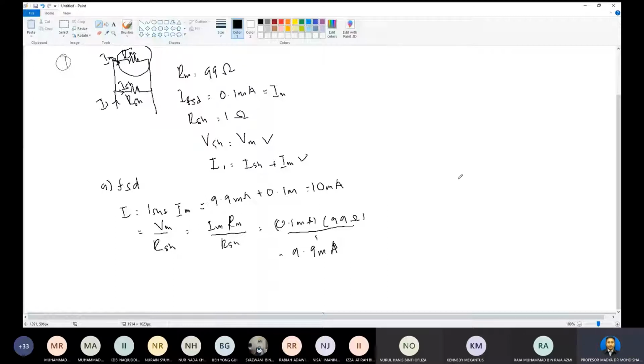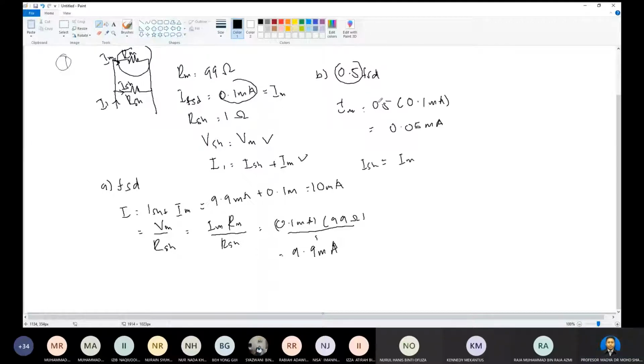And then second, for B, it mentions 0.5 full scale deflection. That means 50% of the full scale deflection current. So IM equals 0.5 times the full scale of 0.1, so it's 0.05 milliampere. Then using the same concept as this one, calculate the shunt current.